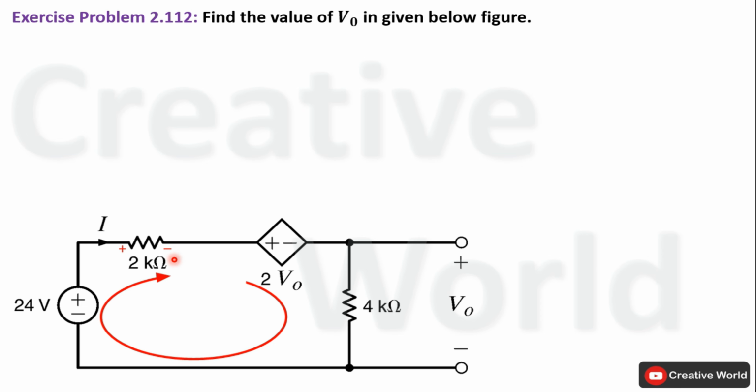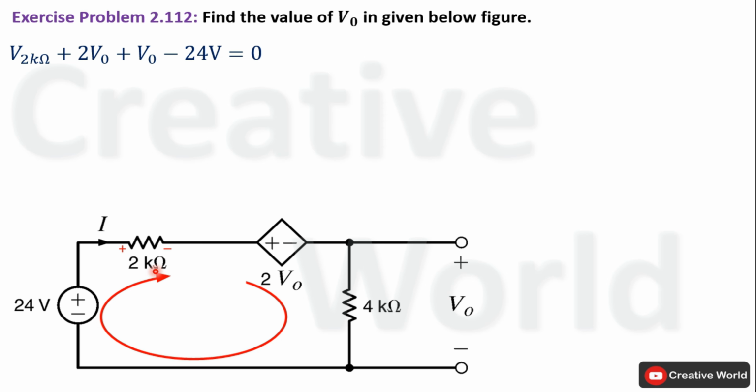Now write the KVL equation for this closed loop. Start from here. Current entering terminal is positive, so voltage across this 2 kilo ohm resistance will be taken with positive sign. Next, current entering terminal is positive, so voltage across this dependent voltage source, that is twice of V0, will be taken with positive sign. Next, current entering terminal is positive, so V0 will be taken with positive sign. And at the end, current entering terminal is negative, so 24 volt will be taken with negative sign.